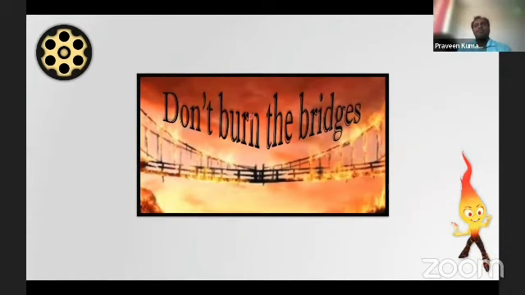So always in foreign body, this is a baseline: don't burn the bridge. Whatever the patient has given you, try to maintain the airway with it, if you don't have highly sophisticated equipment like a jet ventilator.